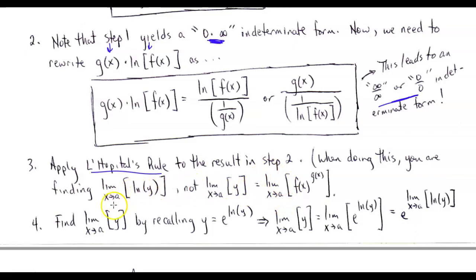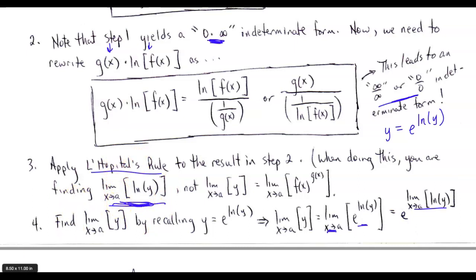Once you find out what the limit of natural log of y is, you just use the fact that y is equal to e raised to the natural log of y. We also use one of the basic fact theorems from back when we studied continuity to basically take this limit operator, whenever we evaluate this, and slide it into the exponent. So in short, once we get our answer for this, our limit is going to be just e raised to whatever this answer is. And that's a short way to put it.